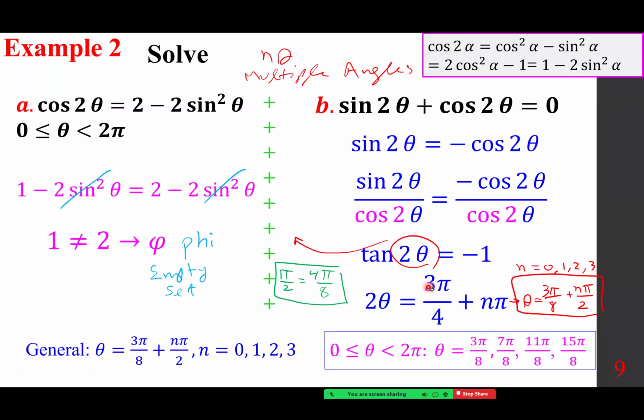Now, what if I pick a larger number? If I pick 4, what happens? 4 times pi over 2 is 2 pi. That goes beyond the 0 to 2 pi. Okay, just reminding you of what we have done before, multiple angles when you want to solve.